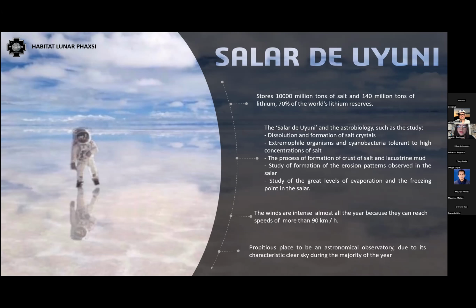The winds are intense almost all year because they can reach speeds of more than 90 kilometers per hour. And this is a propitious place for an astronomical observatory due to its characteristics, with a clear sky during the majority of the year.